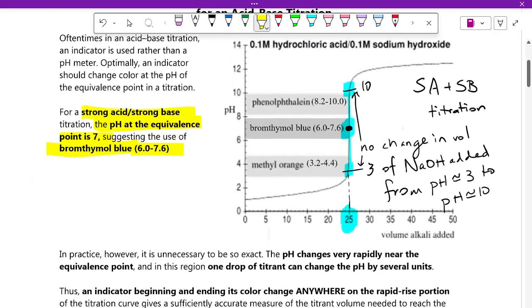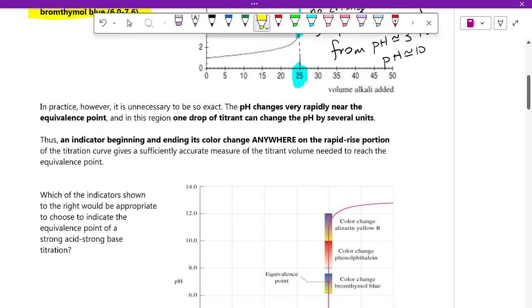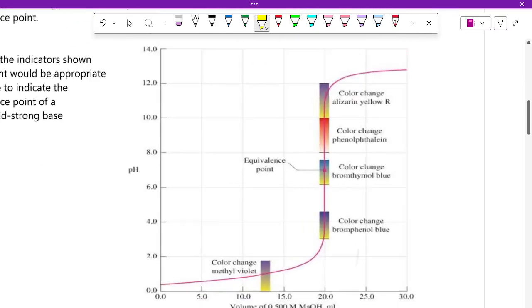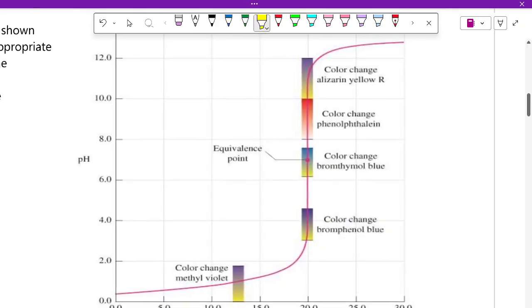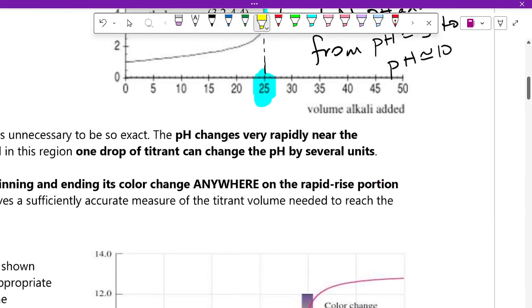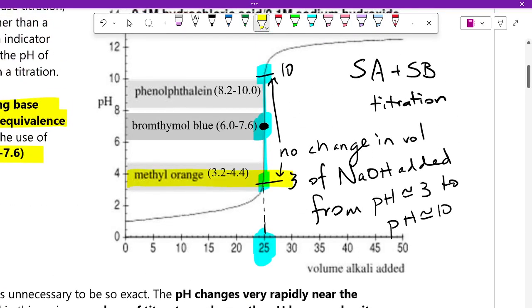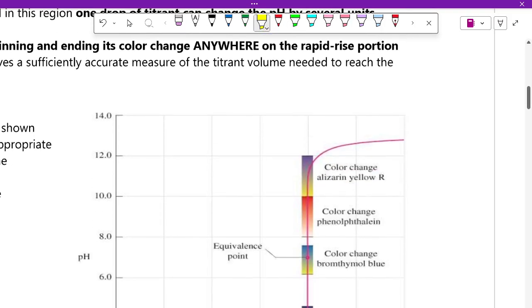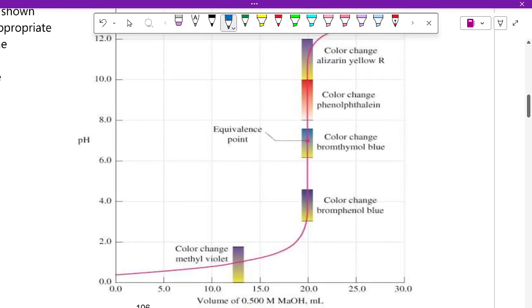Okay? What does matter, though, is that you cannot choose something like methyl violet. Okay? Bromphenol blue would be fine, just like methyl orange would be fine because they change color within that vertical region. Methyl violet, however, changes at pH 0.0 to 1.6. If we used methyl violet as the indicator, would it change color at the equivalence point? No.